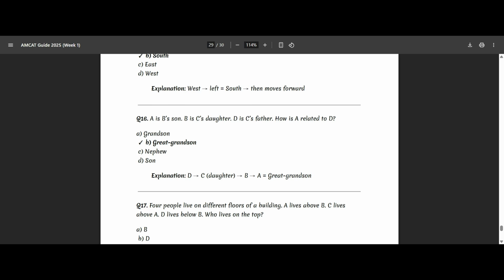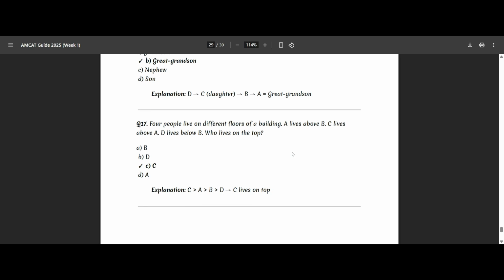A is B's son. B is C's daughter. D is C's father. So how is A related to D? Great grandson. Four people live on four different floors of a building. A lives above B, C lives above A, D lives below B. Who lives on the top? C.